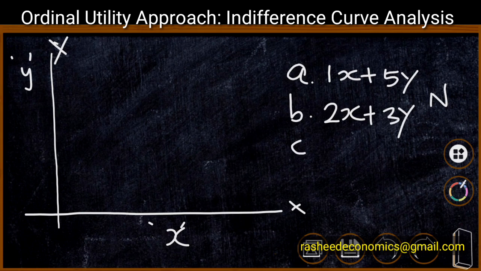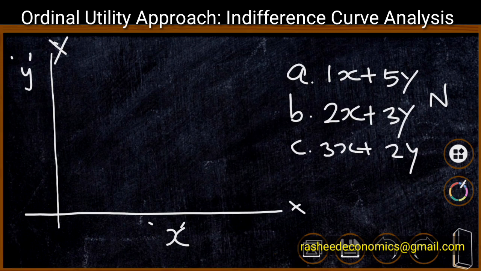Now we can add one more combination of X and Y to this group, C, which is 3 units of X plus 2 units of Y. This third combination, point C, also provides the consumer the same level of satisfaction. It means that A, B and C are providing the same level of satisfaction to the consumer. If he is selecting A or B or C, the consumer will be getting satisfaction level N.